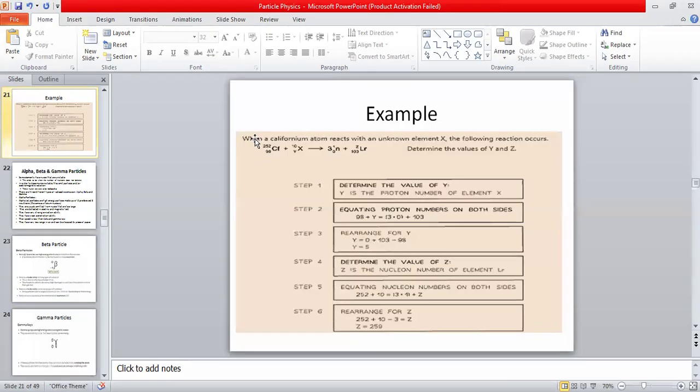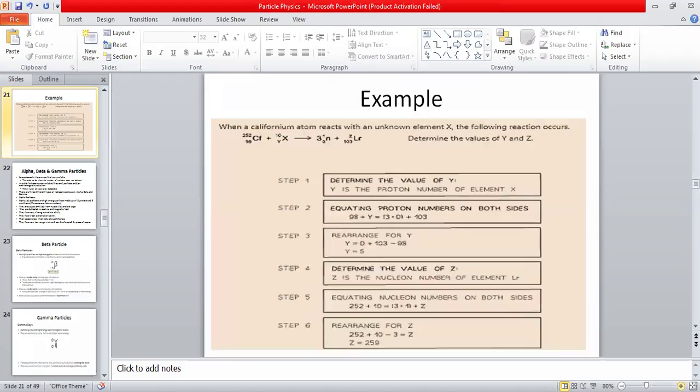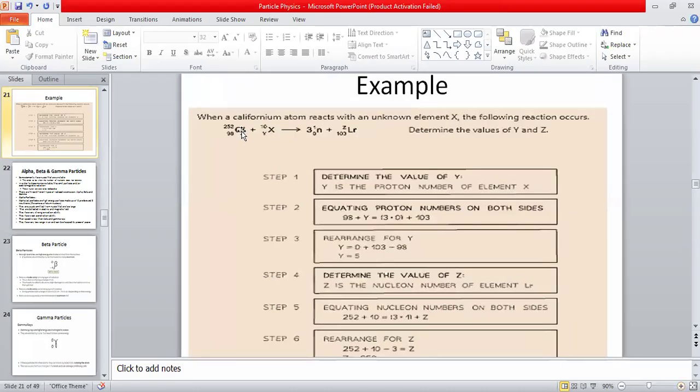The question says when a californium atom reacts with an unknown element X, the following reaction occurs. This is the reaction: californium, with nucleon number 252 and proton number 98, plus an element X with nucleon number 10 and proton number Y. It emits 3 neutrons and one element called Lr, with nucleon number Z. The question says you need to find Y on the left and Z on the right.